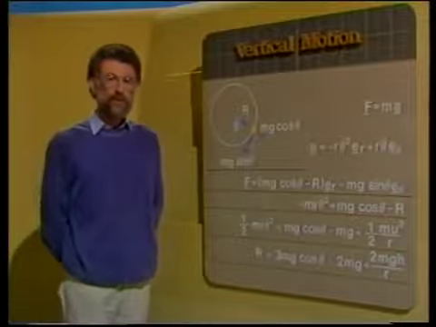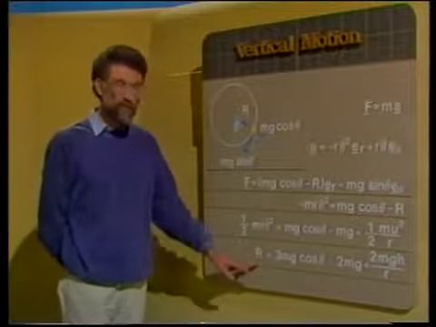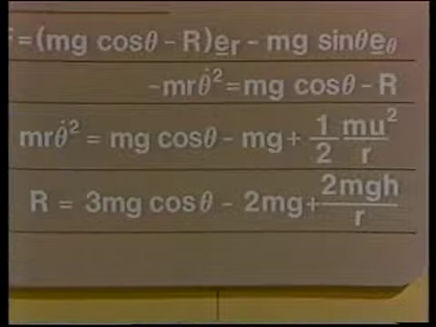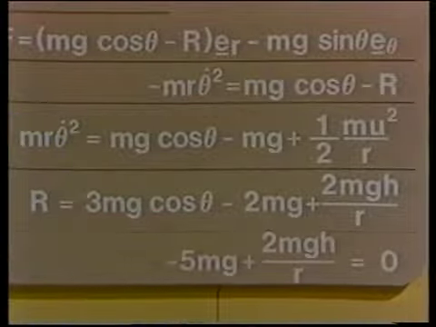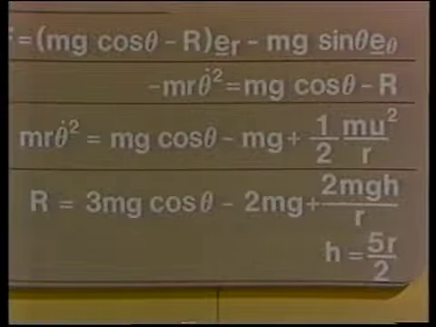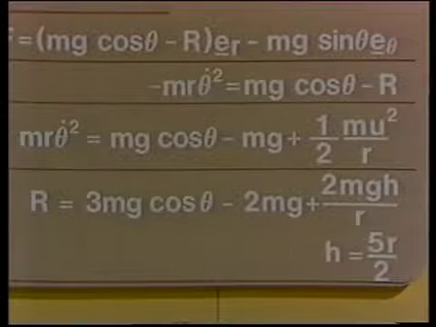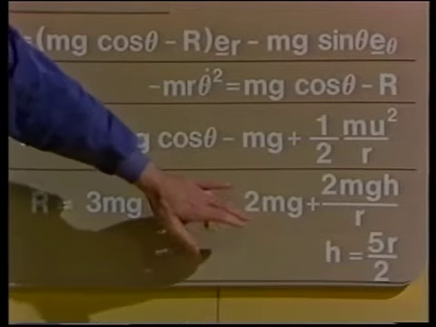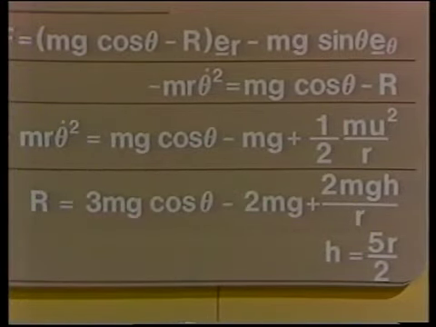The value of h I want is got by putting capital R equals 0 and theta equals pi in here. Cos pi is -1, so this gives minus 5mg plus 2mgh over r is equal to 0. That is, the height we want is 5/2 r, 2.5 times the radius of the loop. For this value of h, the car should just loop the loop. For any larger h, it should certainly do so.